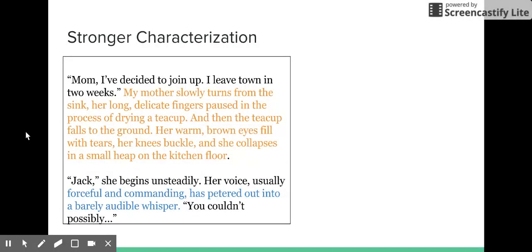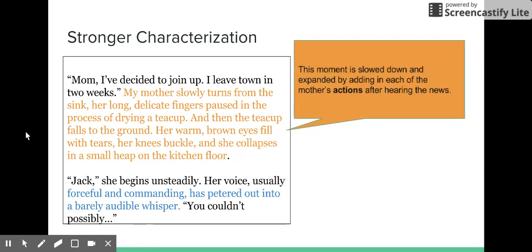Mom, I've decided to join up. I leave town in 2 weeks. My mother slowly turns from the sink, her long, delicate fingers paused in the process of drying a teacup, and then the teacup falls to the ground. Her warm brown eyes fill with tears, her knees buckle, and she collapses in a small heap on the kitchen floor. Jack, she begins unsteadily. Her voice, usually forceful and commanding, has petered out into a barely audible whisper. You couldn't possibly.